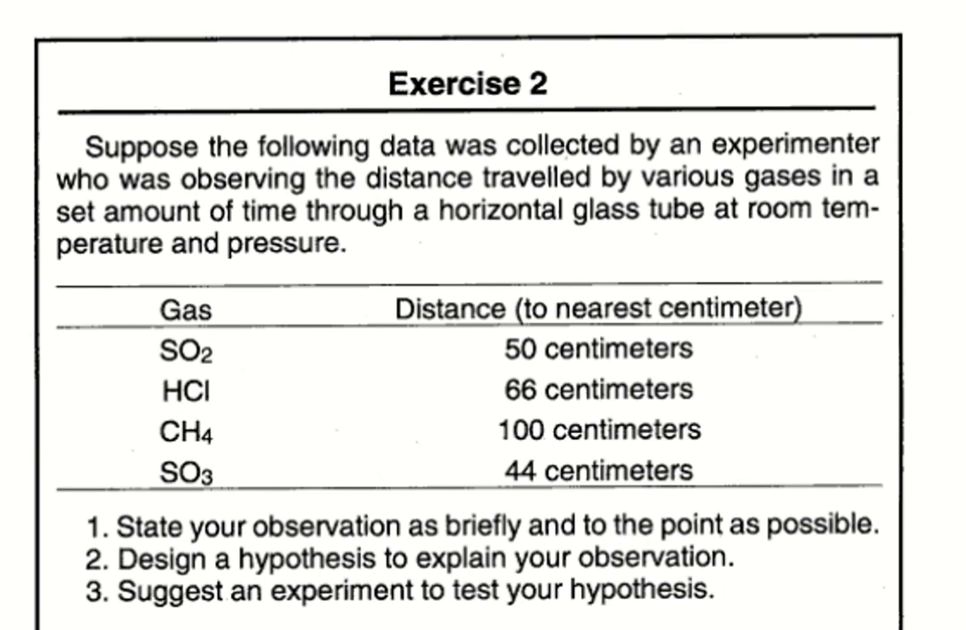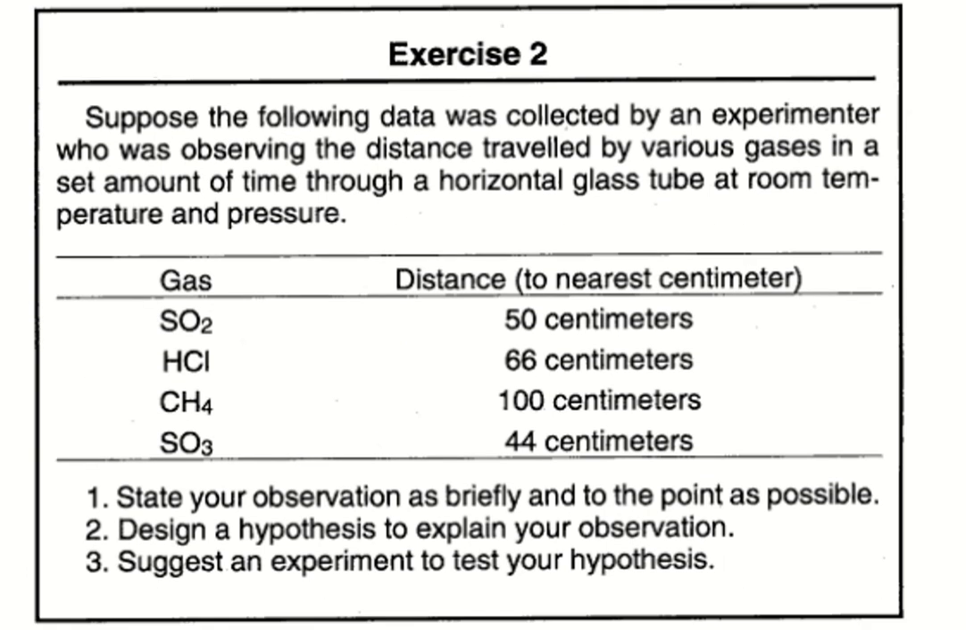I'll leave you with a good thought exercise here. Suppose the following data was collected by an experimenter who was observing the distance traveled by various gases in a set amount of time through a horizontal glass tube at room temperature and pressure. There's our 4 gases, and there's the distances they traveled. I want you to state your observation as briefly and to the point as possible, design a hypothesis to explain your observation, and then suggest an experiment to test your hypothesis. Pause the video, think about this, and when you're ready, you can continue on and I'll reveal the answers for the 2 challenge problems throughout the way.